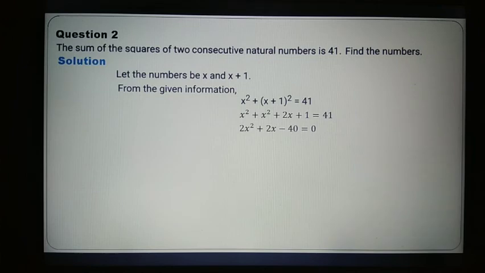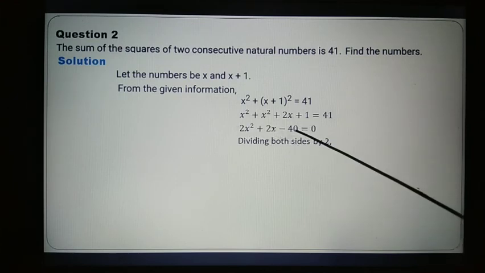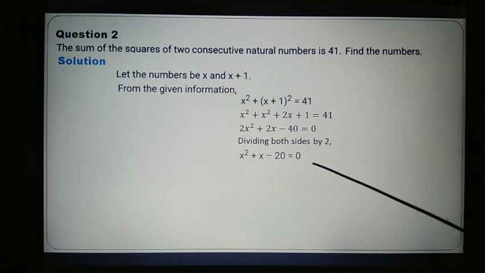Now whenever you have got something common, you can take that out, and you can divide both sides by the same number. For example, here we have got 2 common. So we'll take out 2 common and divide both sides by 2, or else you can directly divide both sides by 2, which I'm going to do here. 2 divided by 2 is 1, 2 divided by 2 is 1, 40 divided by 2 is 20, and 0 divided by 2 is 0 itself. So we'll get this much. Now this is a quadratic equation because we have got 0 on the right hand side.